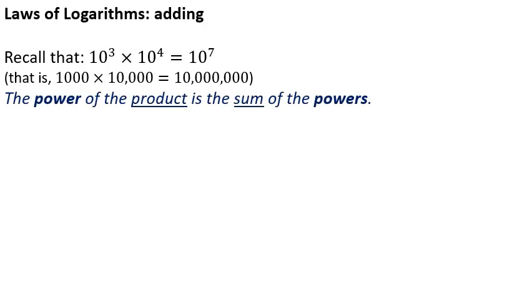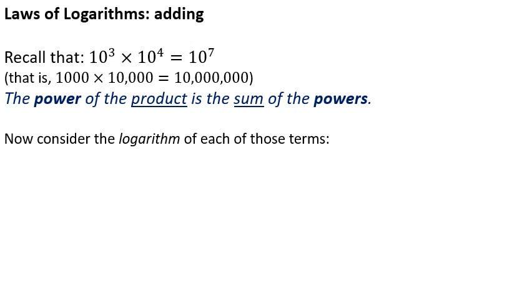We can say the power of the product is the sum of the powers. In other words, the power of those two numbers multiplied, 10 cubed and 10 to the 4 multiplied together, the power of that, which is 7, is equal to the sum of what you get when you add the original powers. The powers of 10 cubed and 10 to the 4 are 3 and 4.